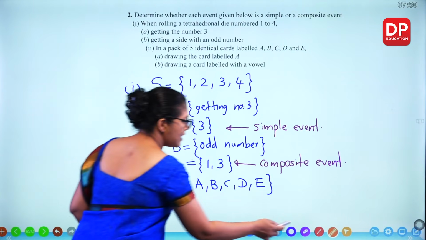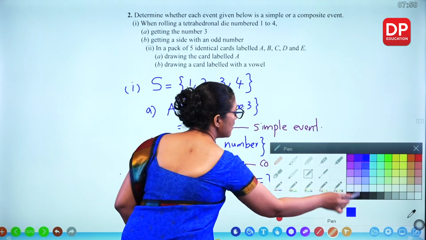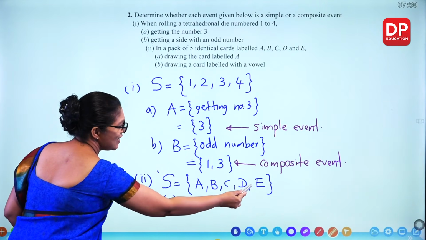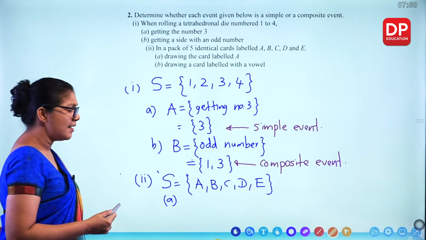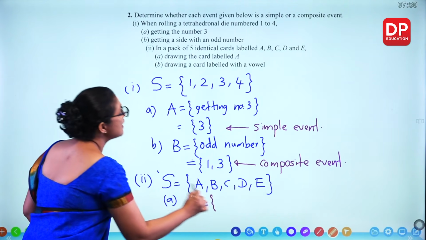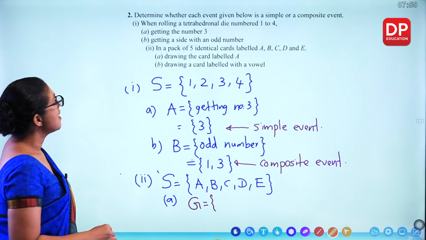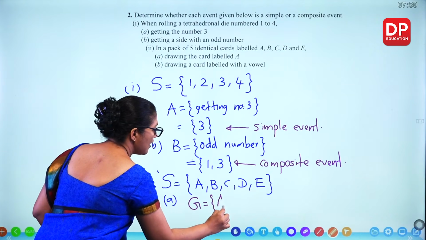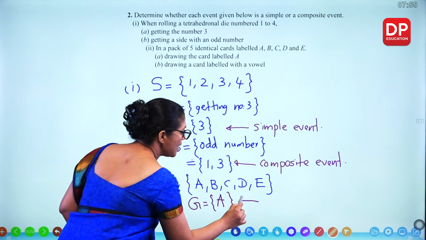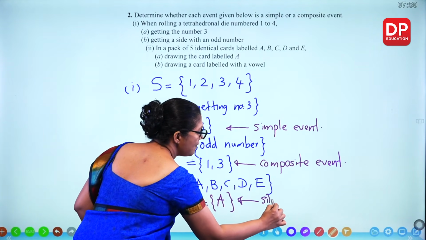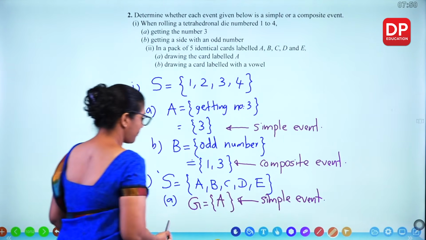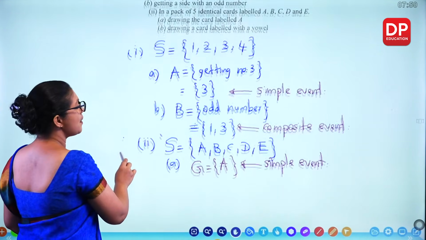So I'll take any event letter. I'll take another letter because A, B, C, D, E are also here. I'll take G. G is the event of getting A. So only one possible outcome, so we can say this is a simple event. We'll take the next one, B.